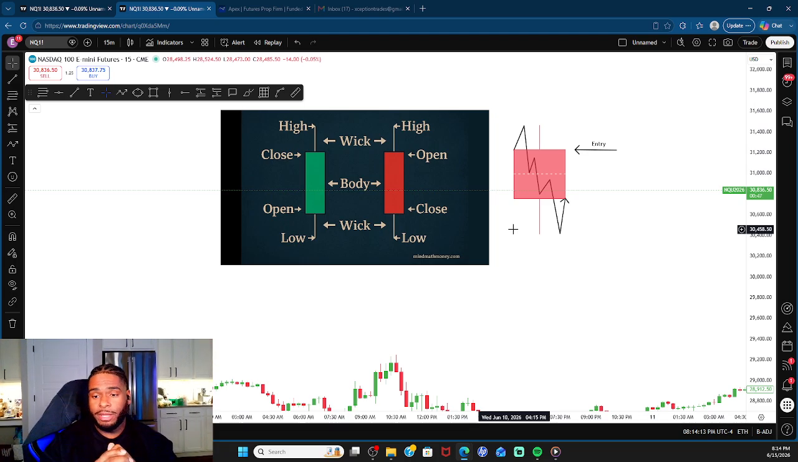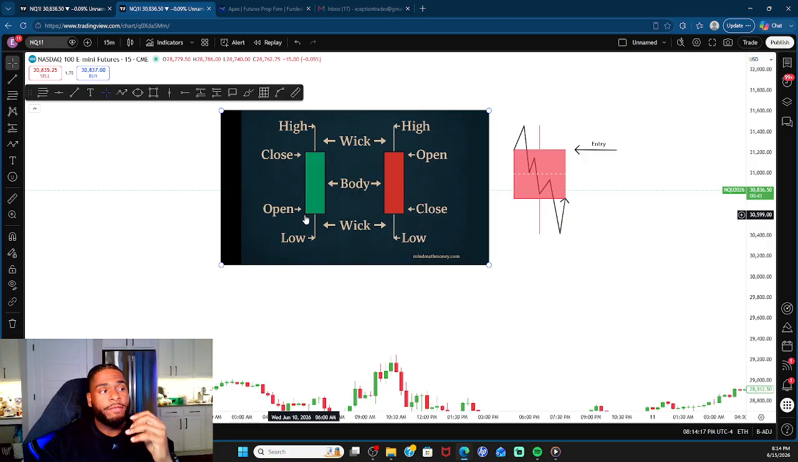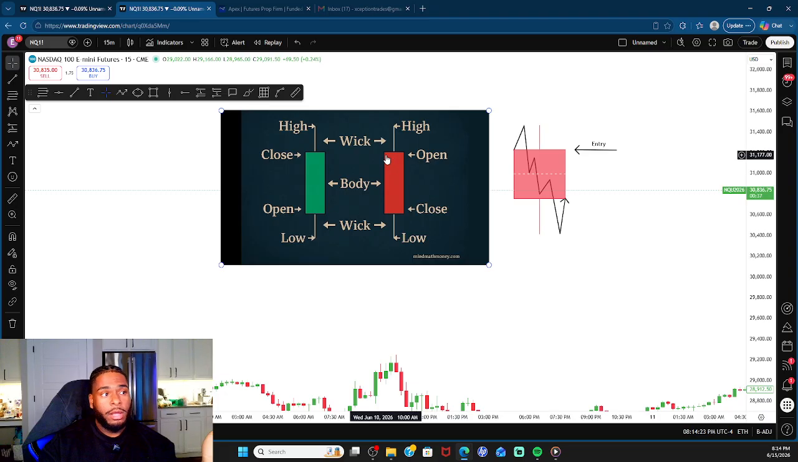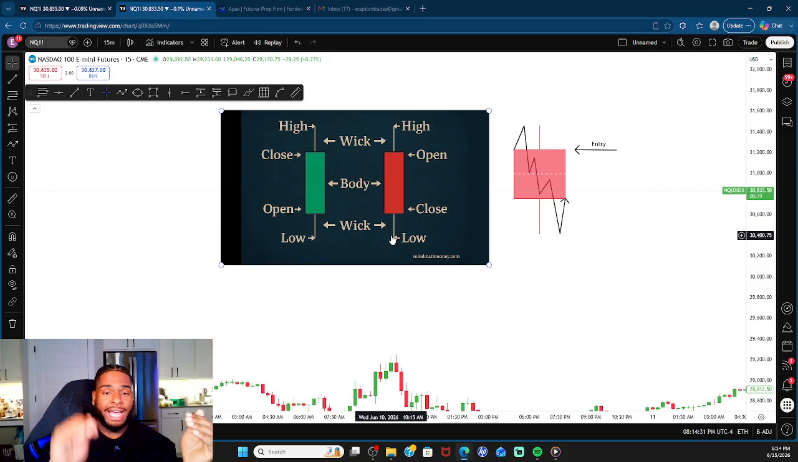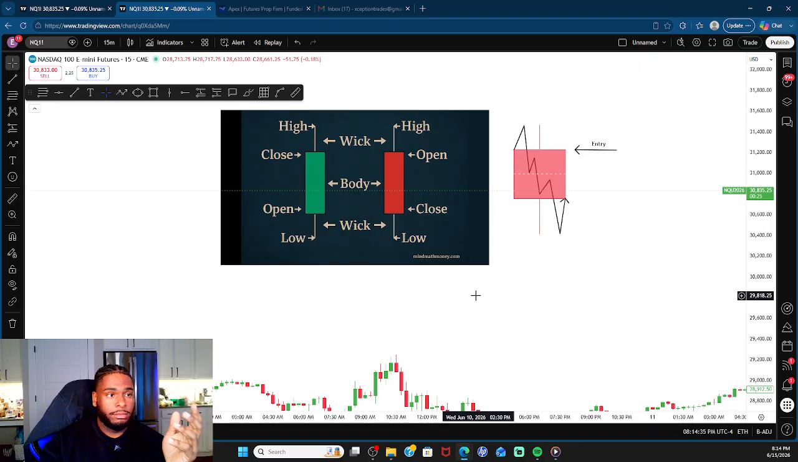Please, if it doesn't make sense, leave any comment, concern, whatever that may be. For our bullish candles, our green candles, price closes higher than where we started. For our bearish candles, our red candles, price closed lower than where it started. Our wicks just represent the highest and lowest point of the candle, even though price didn't stay there. That's all.